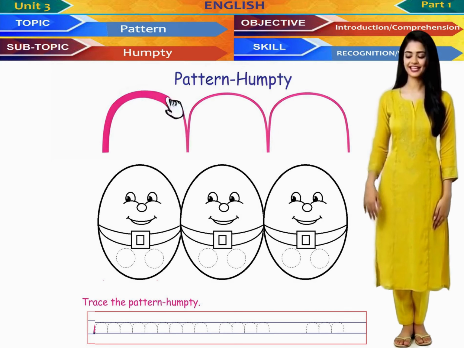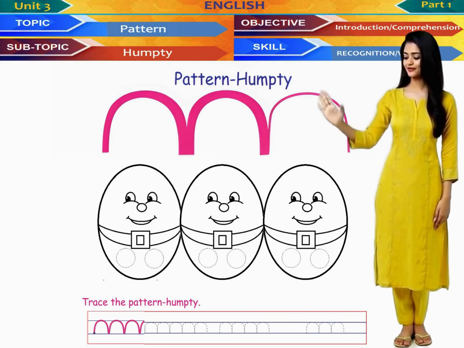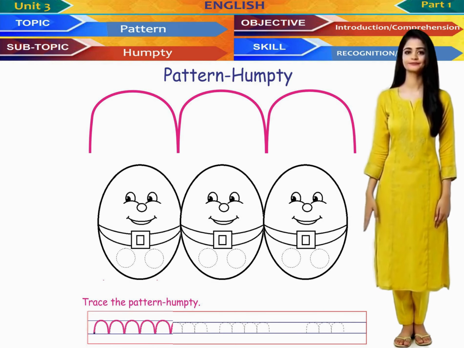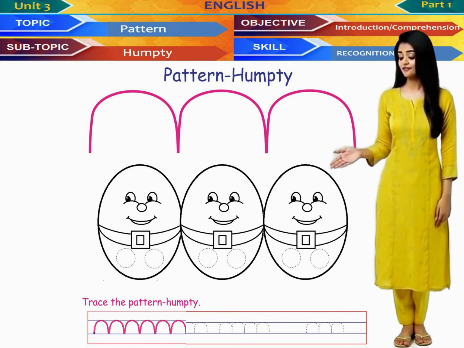Let's trace the pattern. Start at the dot, go up, curve and come down like an upside down U. Trace slowly and neatly.